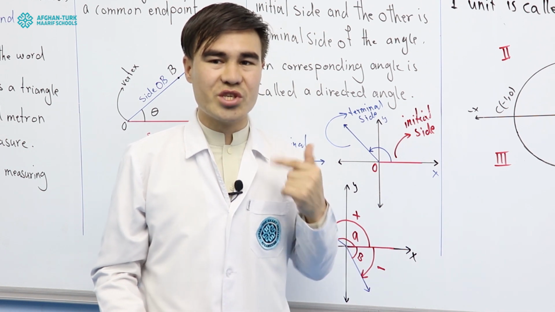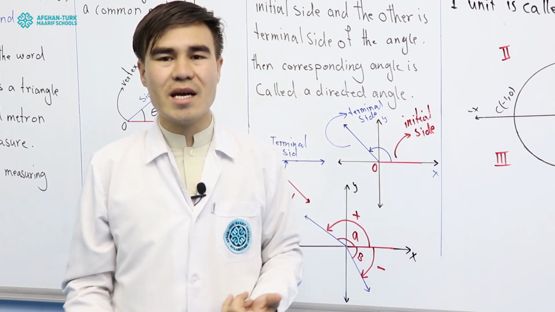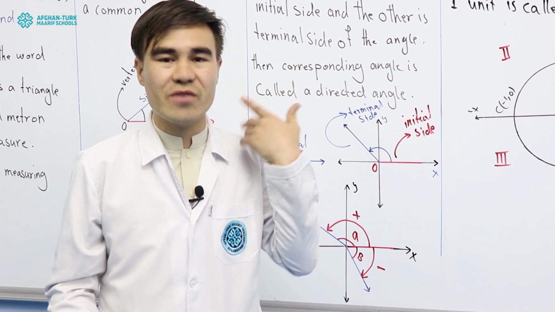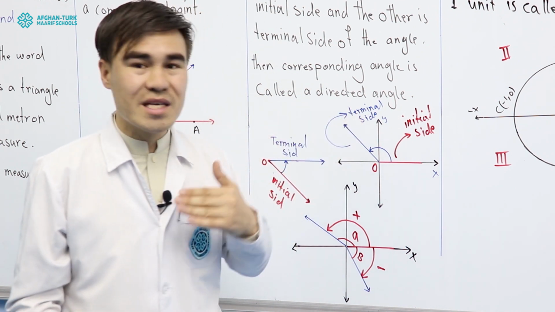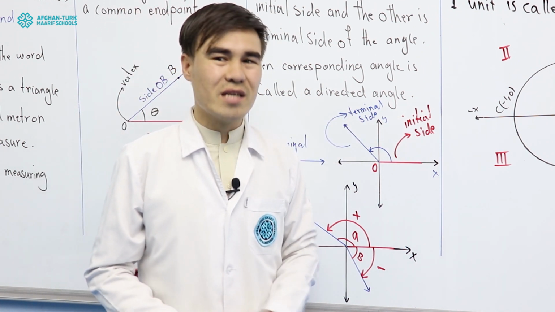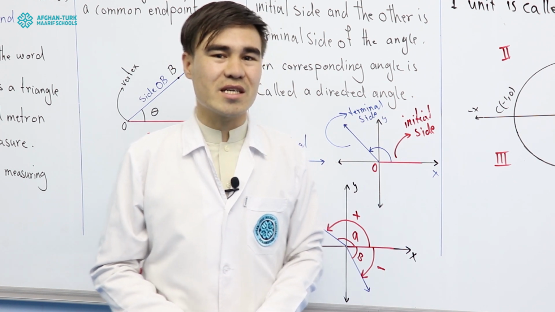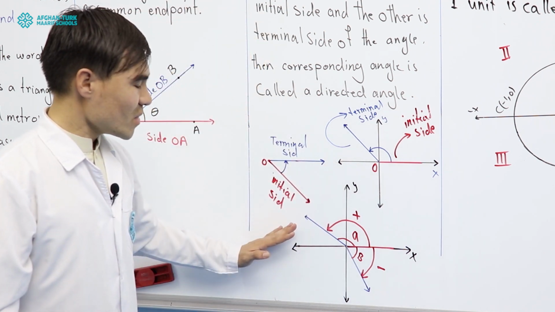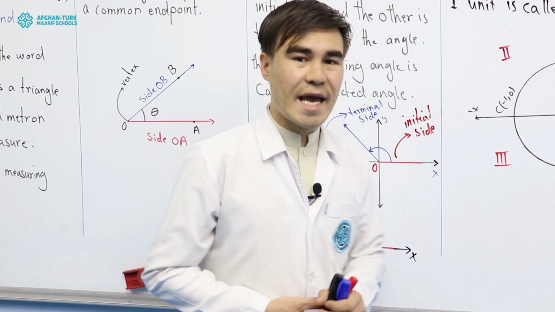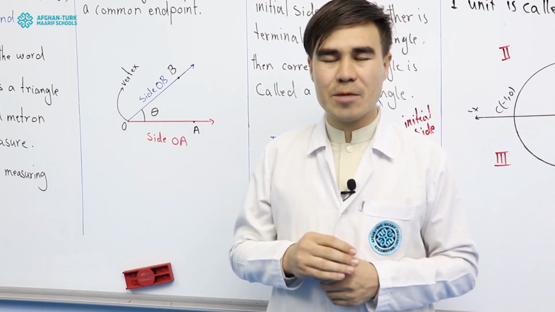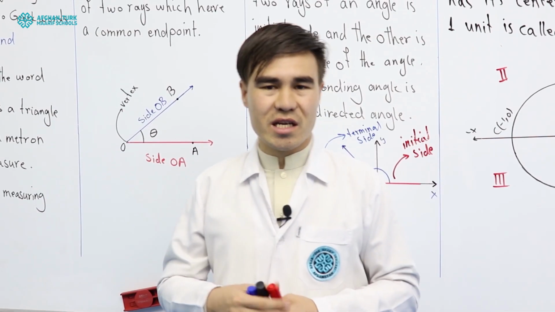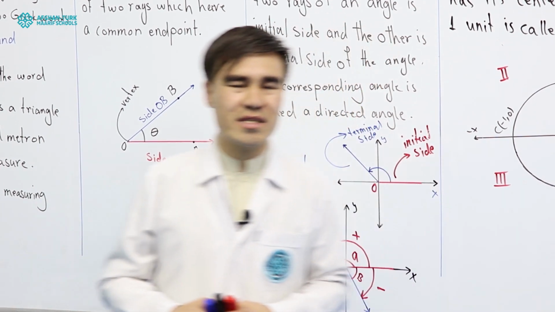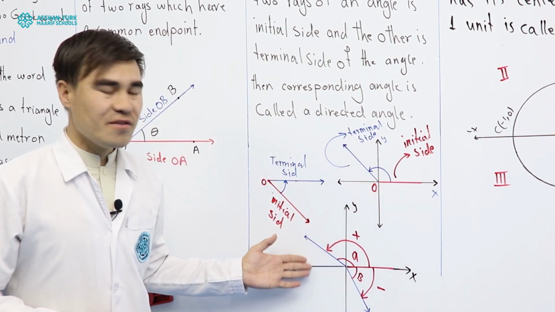Every angle which has an initial side and a terminal side is called what? Directed angles. Okay, dear students, sometimes we say we have two signs for an angle: sometimes it will be positive, and sometimes it will be negative.